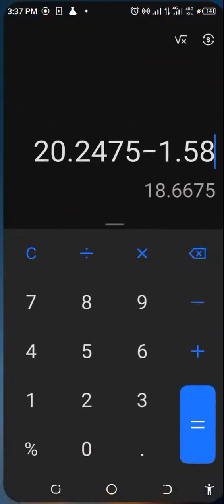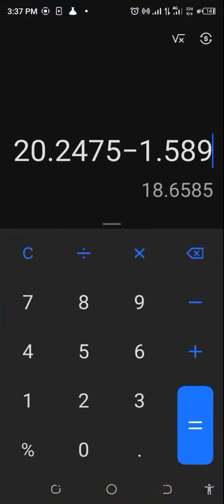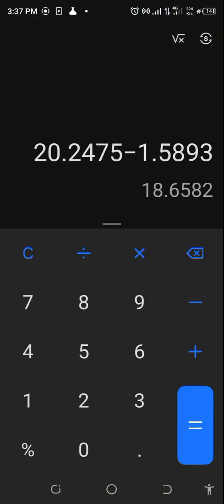So that's what's going to give us 1.5893. So what we're working with really is 18.6582. So let's just work with that. Okay, so what we've been able to change is 18.6582. That's what we're going to use for this trade. So let's not waste time.